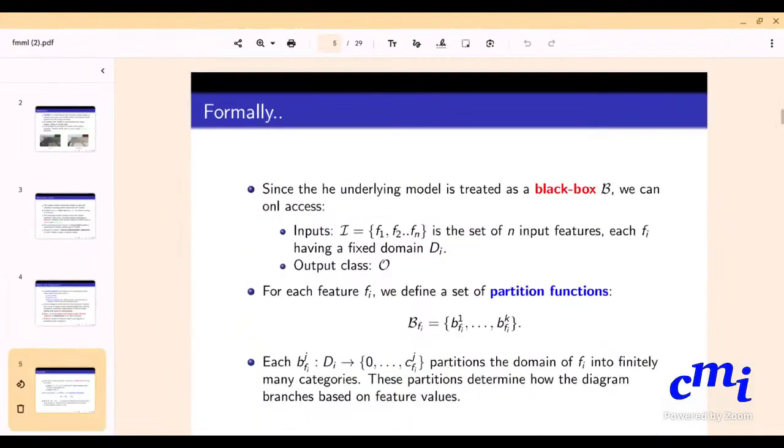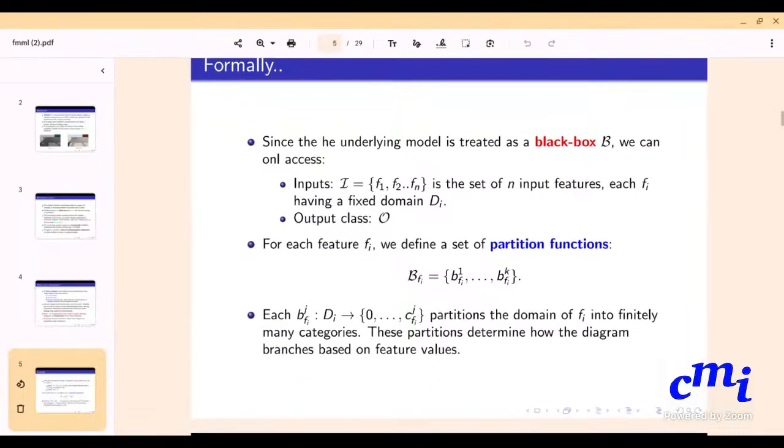Now I want to understand what is given to me. Since I'm only provided with the black box model, I can only access inputs, which is basically a set of permissible n-valued vectors, and each position in the vector is a feature. So I can say that the input space is a subset of the feature space, and the features are numbered f1 to fn, and each fi has a fixed domain di.